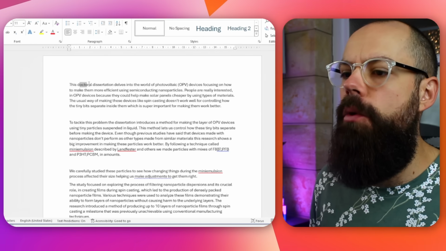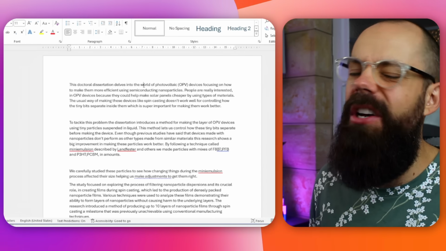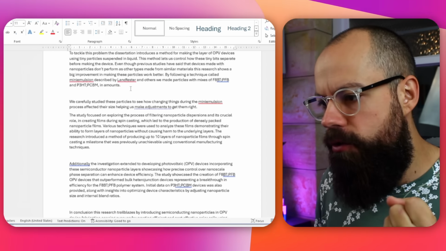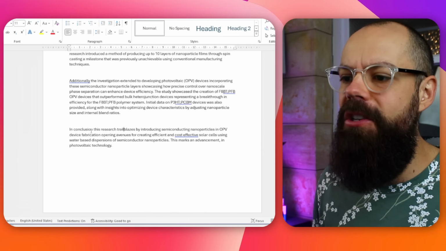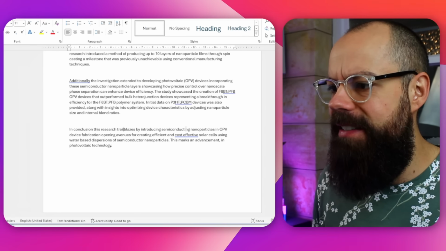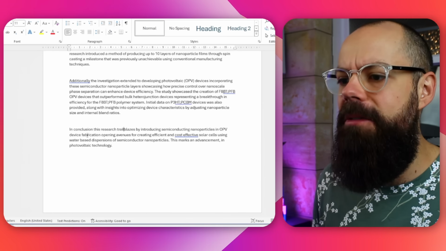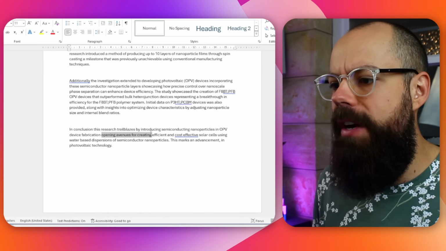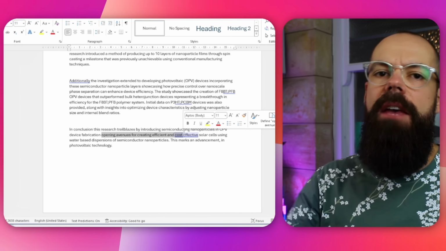So let's look at the output from Undetectable and see what it actually gave us. So, it says here, we talked about this, the world of photovoltaic devices. I wouldn't use that. It's not very natural. And then look, right down the bottom, in conclusion, this research trailblazes by introducing semiconducting nanoparticles in OPV device fabrication, opening avenues for creating efficient and cost-effective. So if I was to give this to a supervisor and another academic, they would be like, this is wordy. The word choice is really weird.